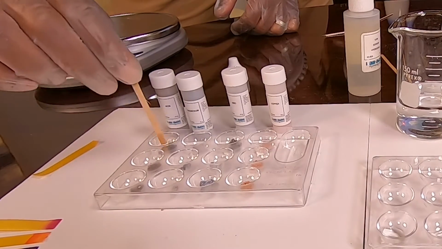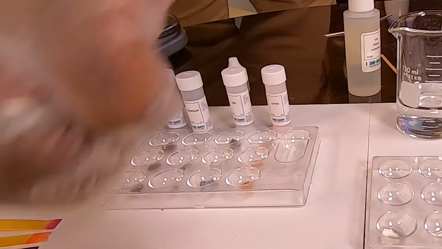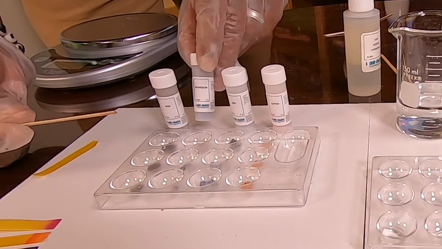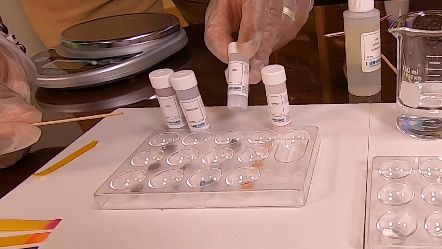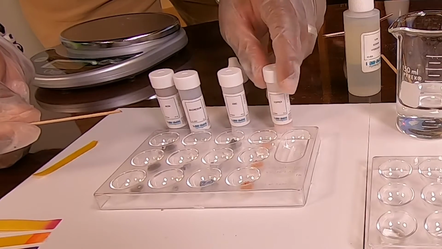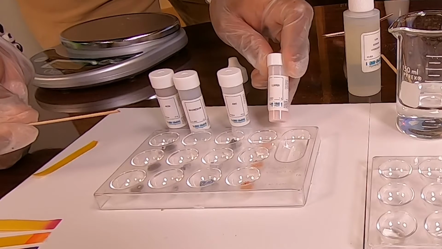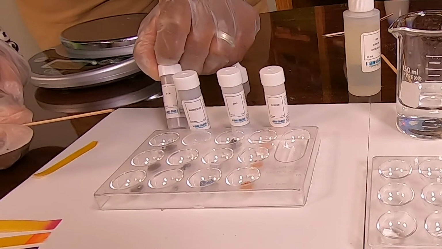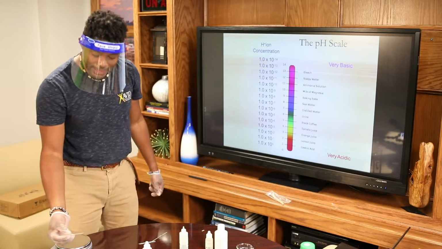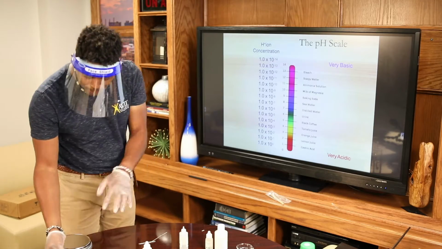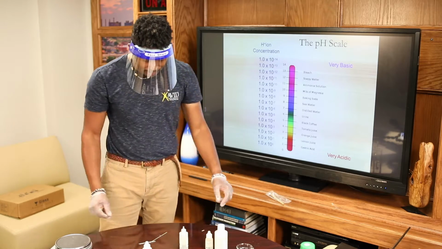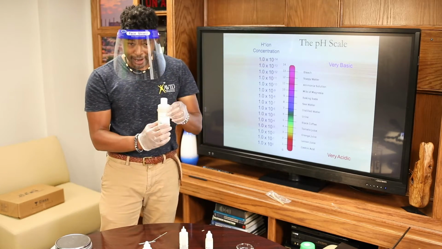Now, if you notice, you're getting bubbles with the magnesium. You're getting a few bubbles with the zinc, but there's nothing happening with the copper or with the iron. We would call that a definite reaction with the magnesium, but with the other metals, not so much. Now, let's try our hydrochloric acid.